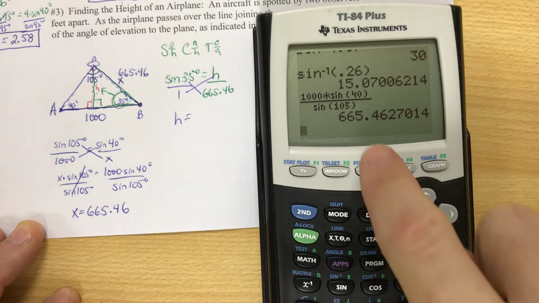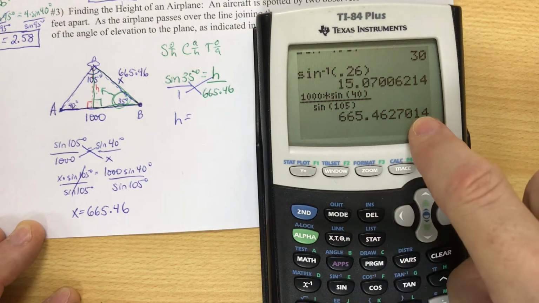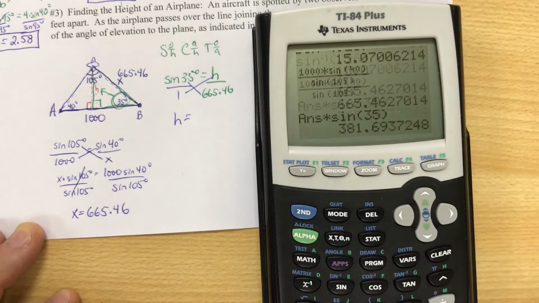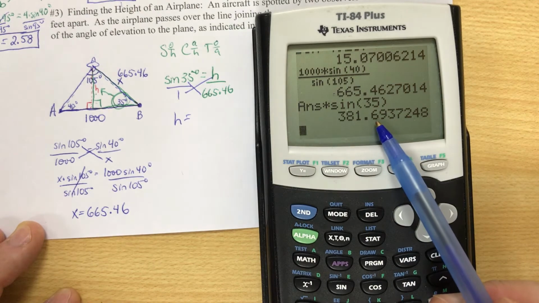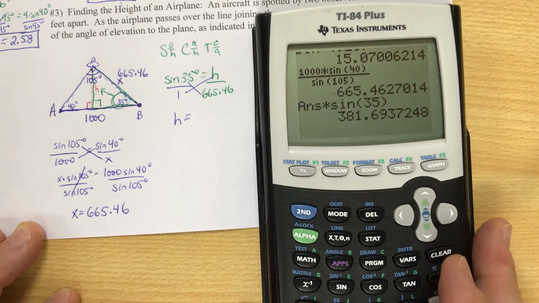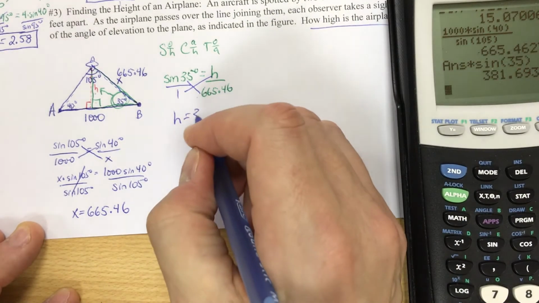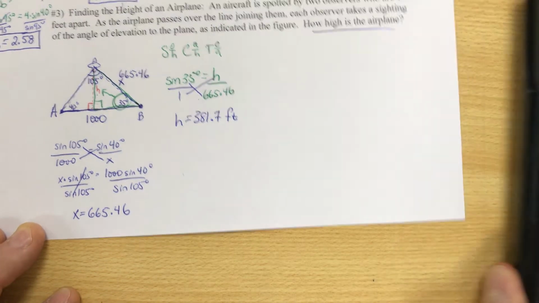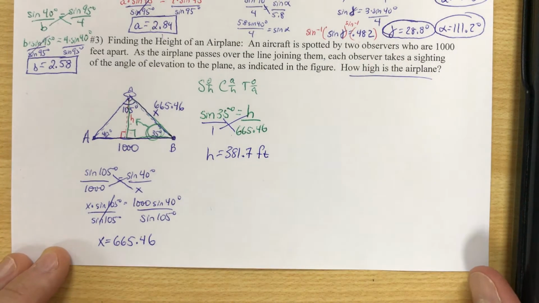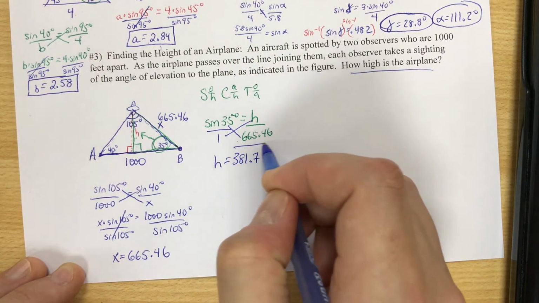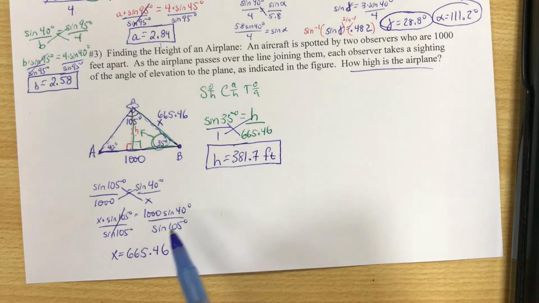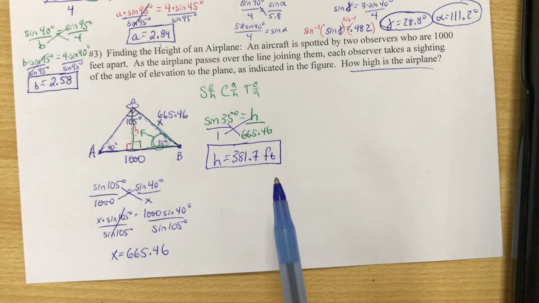Now what I'll do is I'll take this whole thing before I rounded. So there's my answer times the sine of 35. And we get 381.7 for the height. The height is 381.7, and this is feet. Okay, that's important. If I'm talking meters or I'm talking feet, I need to make sure I'm being consistent. Okay, that is the easy way to solve this problem.